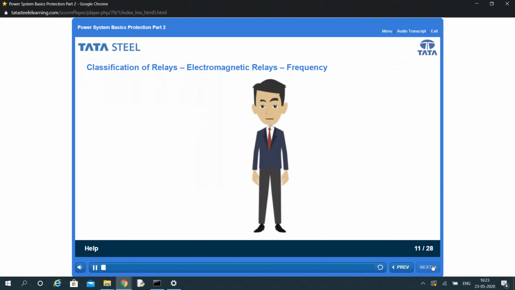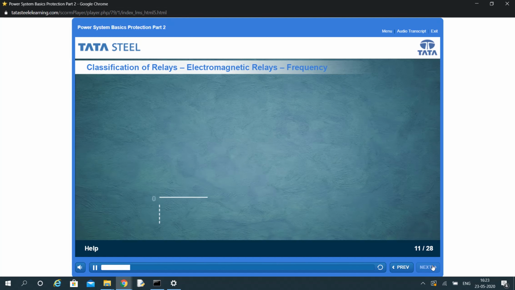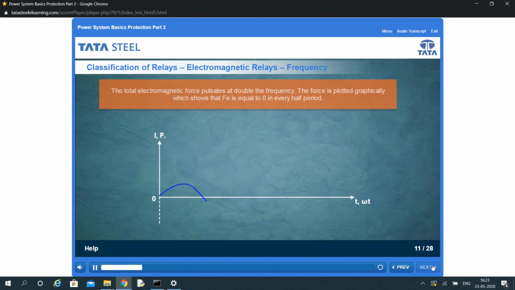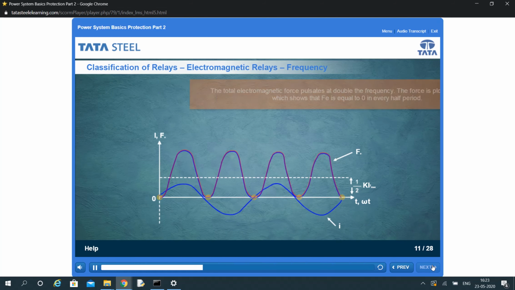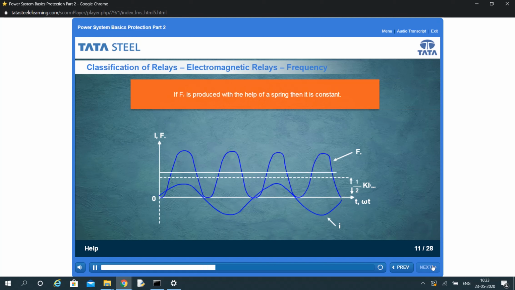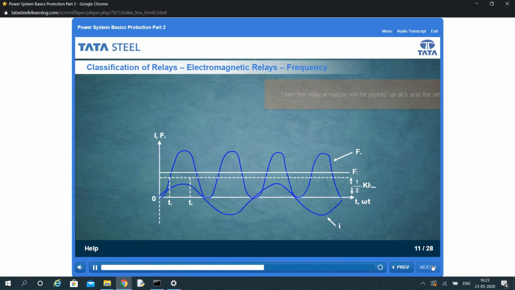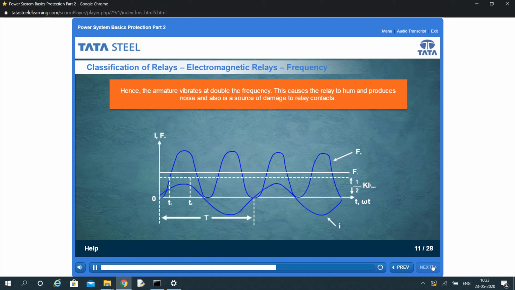Let us now look at how frequency works in an electromagnetic relay. Take a look at this graph. The total electromagnetic force pulsates at double the frequency. The force is plotted graphically, which shows that Fe is equal to 0 in every half period. If Fr is produced with the help of a spring, then it is constant. Then the relay armature will be picked up at T1 and the armature drops off at T2. Hence, the armature vibrates at double the frequency.